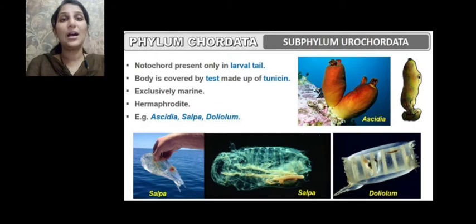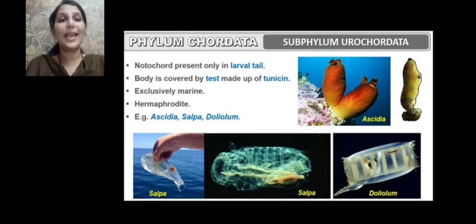So what are the animals which are included under the subphylum Urochordata, or it is also called Tunicata? The notochord is present, but only in the tail of a larva. So the notochord is present only in the larval stage, that is in the tail region. And the body is covered by a test, which is made up of a substance called tunicin. It is exclusively marine and it is hermaphrodite. What is a hermaphrodite? That is, male and female sex organs are present on the same body. Examples of the urochordates are Ascidia, Salpa and Doliolum.